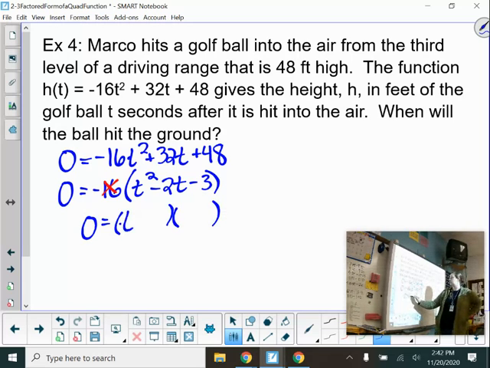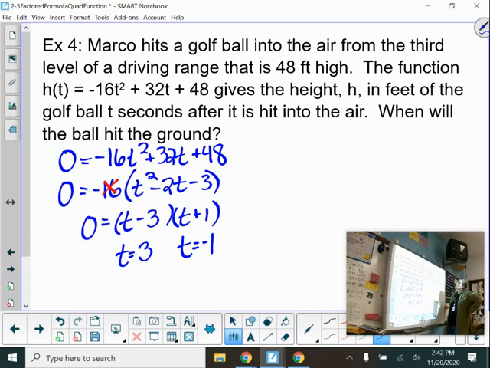this is going to factor into t minus 3 and t plus 1. And when I solve this, set it equal to 0, I get the times of 3 and negative 1. So one of these answers doesn't quite make sense. Because if I want to know, after he hits the golf ball, when it is going to hit the ground, it doesn't make sense that we would have a negative time. So t equals negative 1 is not going to be applicable for this real world situation, which means 3 is going to be our solution here.